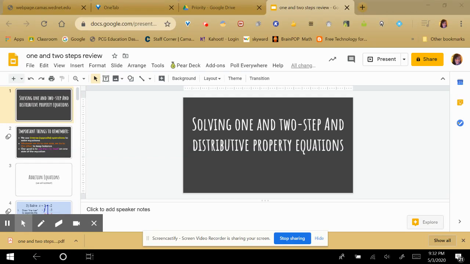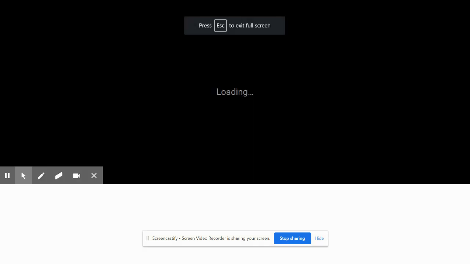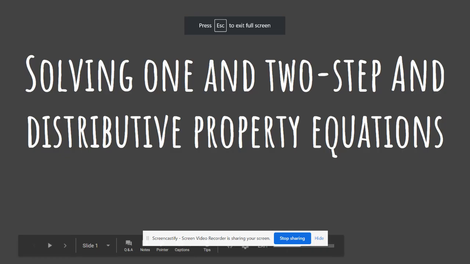Okay, I want to talk about solving one-step and two-step and distributive property equations. This is going to be review, at least parts of it are probably going to be review for some people. Some of you are just learning how to solve. So I'm going to go in the middle, a little bit slow and a little bit fast, and know that I'm also going to include some notes.